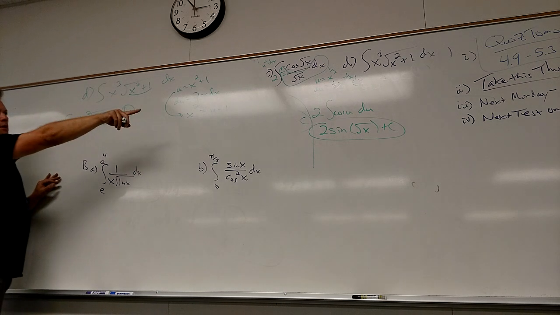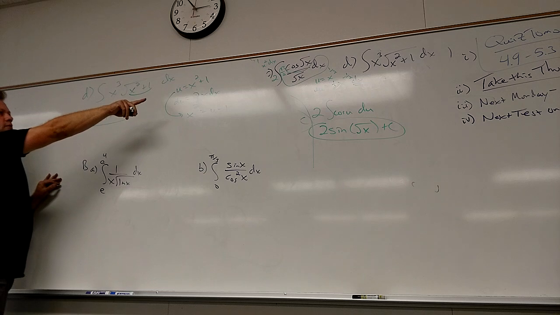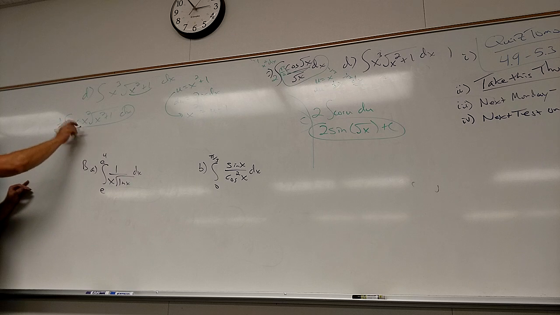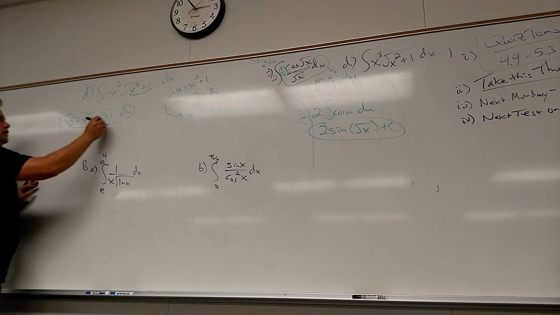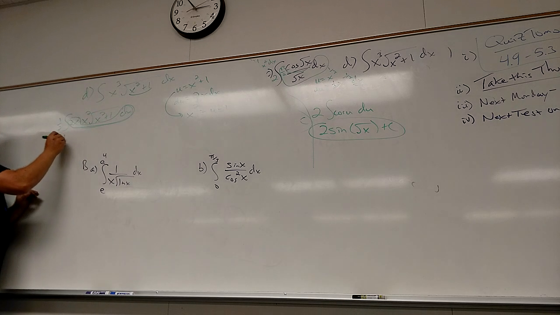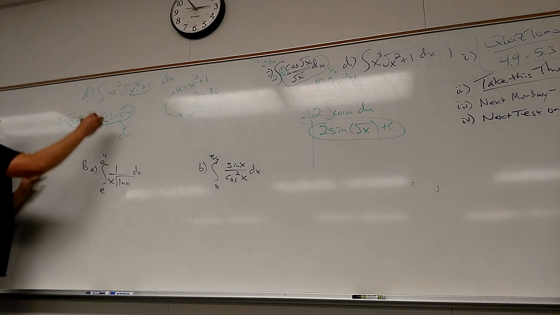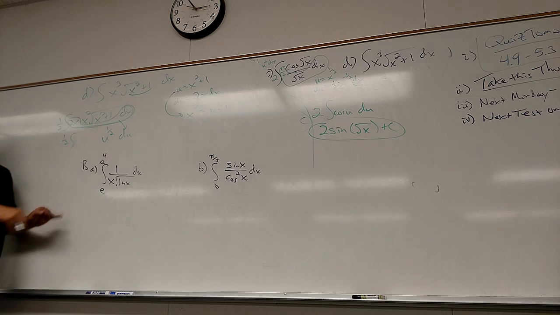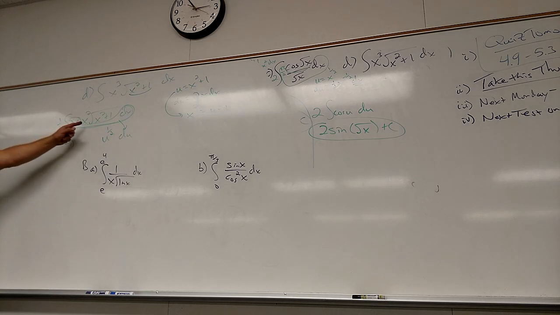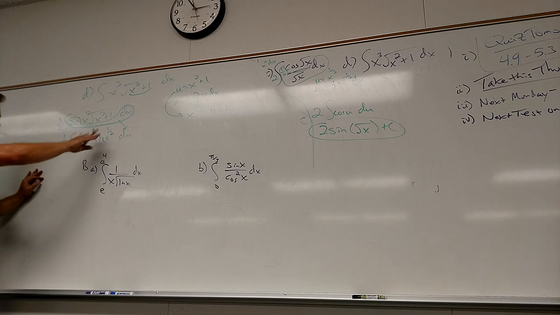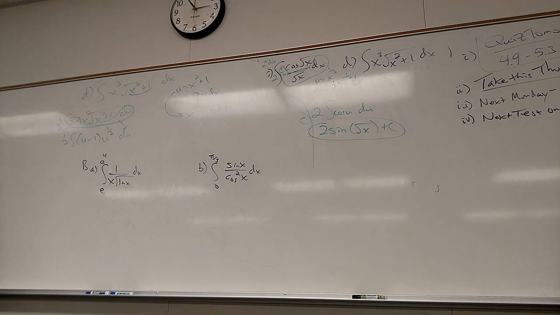X dx, oops, what am I missing for this? 2. Yeah, I need a 2, so let me do that. 1/2, there's my 2. So 2x dx is du, that's du. Square root of x squared plus 1 is now square root of u, and x squared is now u minus 1. Do I have everything related to u now instead of x? Yes. That means everything I did was legal, hopefully.